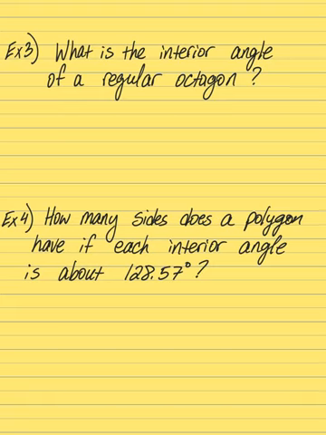Using our new equation for individual angles, we'll now do 2 more examples. So example 3 says, what is the interior angle of a regular octagon? So here octo tells you that it has 8 sides, right? Octagon is an 8-sided figure. So what is the interior angle of a regular octagon? I begin with my formula. Each interior angle is 180 degrees times n minus 2 divided by n.